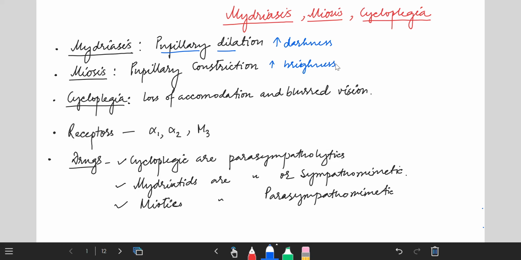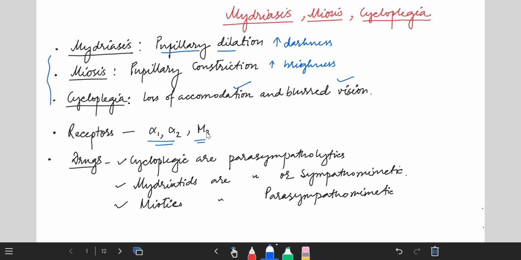Now, cycloplegia is a condition which causes loss of accommodation and blurred vision. So, when we use a drug which causes mydriasis, it is called a mydriatic drug. When we use drugs which cause miosis, that drug is known as a miotic, and similarly cycloplegics. Now, which kind of receptors are involved in these three actions? That is alpha 1, alpha 2 adrenoreceptors and M3 muscarinic receptor.